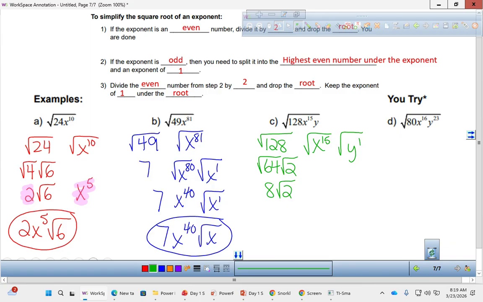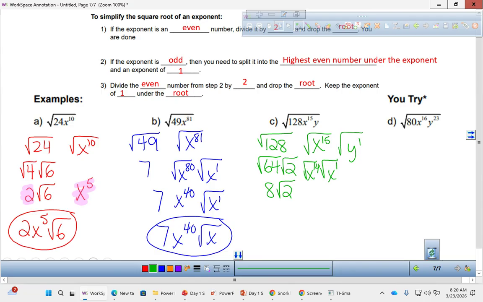So I've got to go to step 2. If the exponent is odd, then split it into the highest even number under the exponent. What's the highest even number below 15? 14 and 1. What's the highest even number below 1? Nothing. I can't do anything here. Because splitting this into 0 and 1 is going to get me right back to where I started.